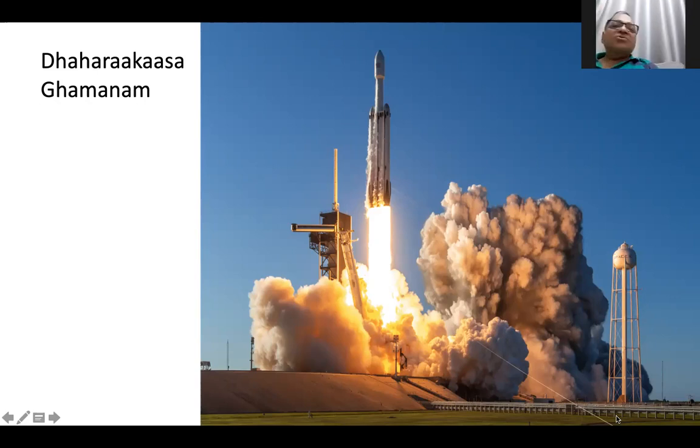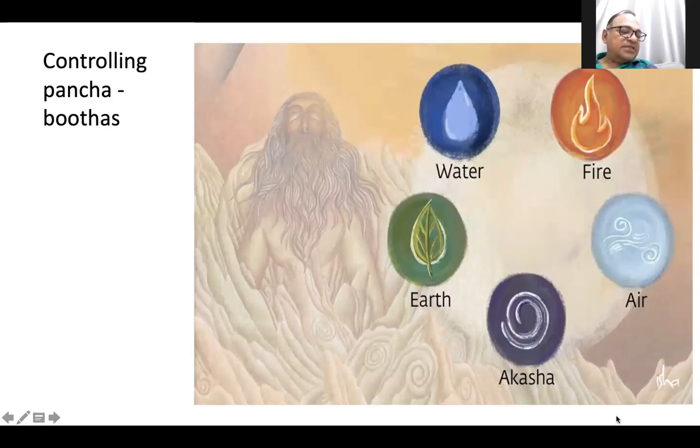And now I would like to go to the next slide, where we have certain important, normal, simple things which are coming up. Here you can see controlling Panchabhutas. Panchabhutas are the 5 elements: the water, fire, earth, akasha, that is the sky, and the air, right? You can see here the Panchabhutas and control of them, the 5 elements and control of them.